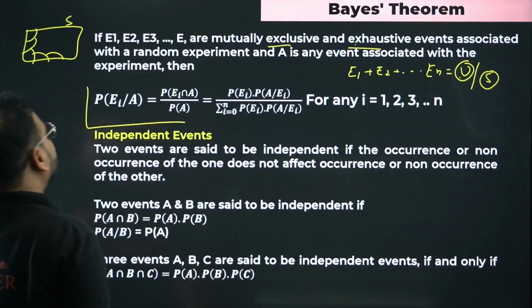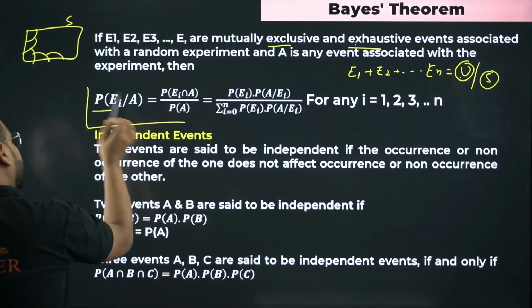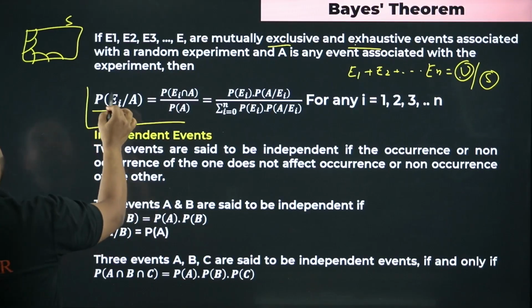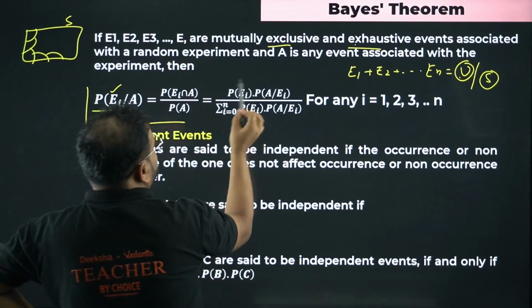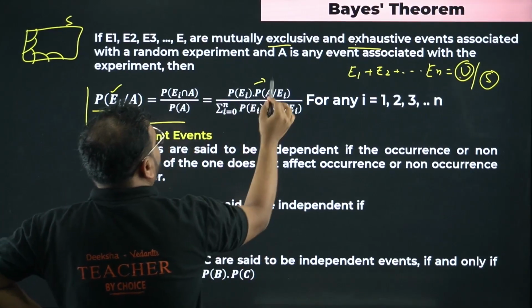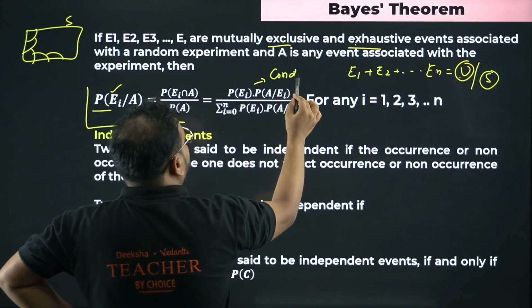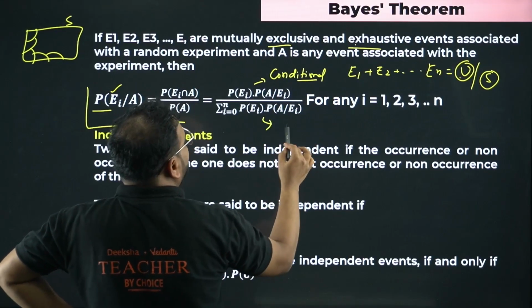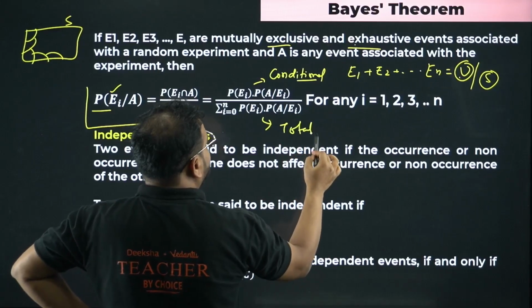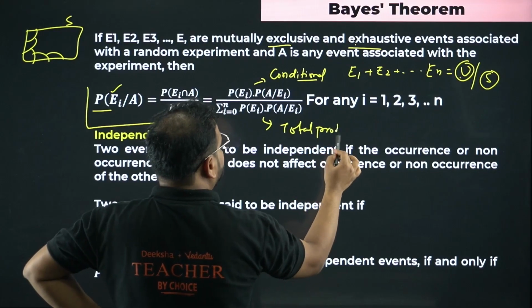Please check. So the result is given as, for the event A has already occurred, I'm looking for event Ei's probability. It will be given by, please check, like this. This is coming from your probability result of conditional probability, and this is coming from your total probability. Please check, total probability.